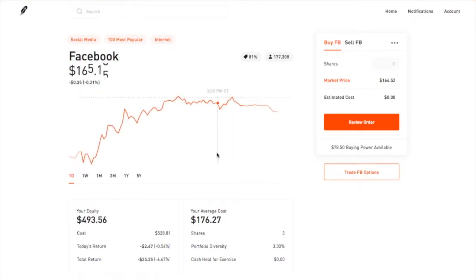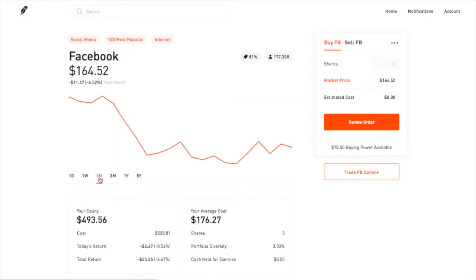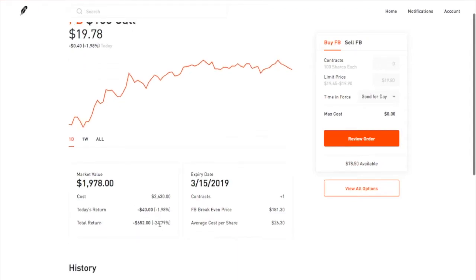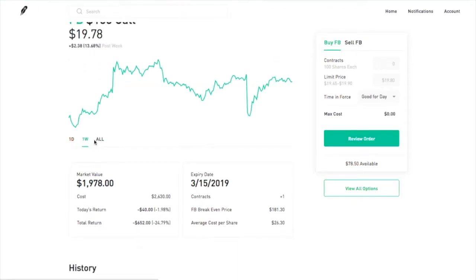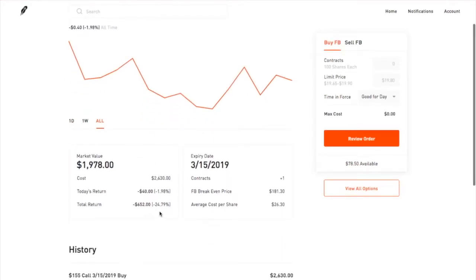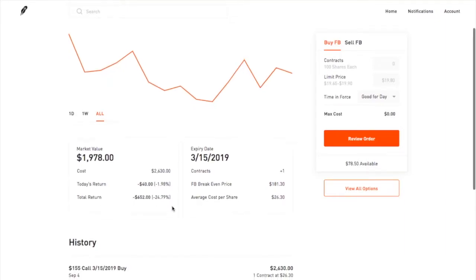And I think this is the core reason why my account dropped so badly in the past month. As you see, in the past month for Facebook, it is down 6%, basically the same as my account. Even though I have only 3 shares, I do have a call option on it, which is killing my account in the short term right now. As you see, in the past week, or let's look at all time, my call option, I am down quite a bit, as you see here, down $652, which is 24.79%.